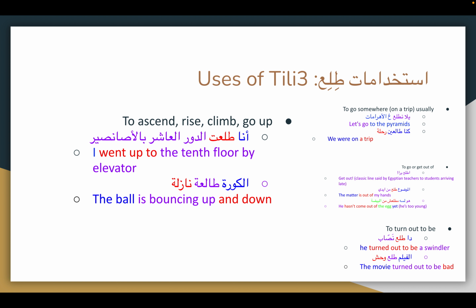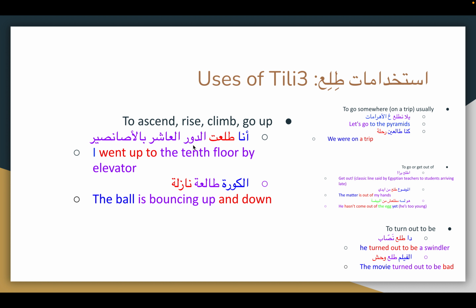Next we have something a little more literal, usages of it as to ascend or rise or really go up or climb. أنا طلعت الدور العاشر بالأسانسير. So I went up to the 10th floor by elevator. أنا طلعت. And notice there's no preposition here. Just like in the last one, there is no preposition.